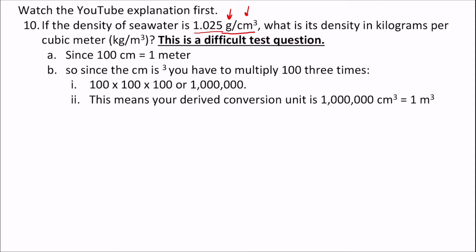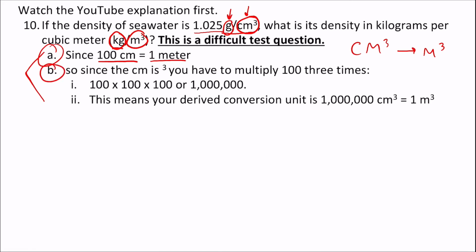So we're going to convert it from grams to kilograms and from cubic centimeters to cubic meters. So we need to do both of these things. First thing that we have in here is how to do the odd conversion of going from cubic centimeters to cubic meters. We know that 100 centimeters equals 1 meter. That's still true. And you can use this trick in B to figure out how to do the cubed part.